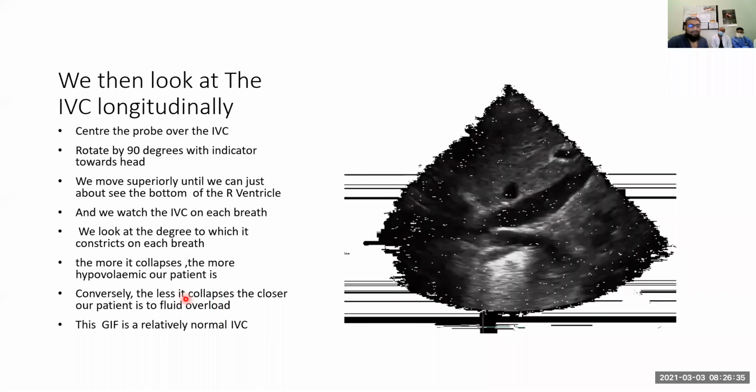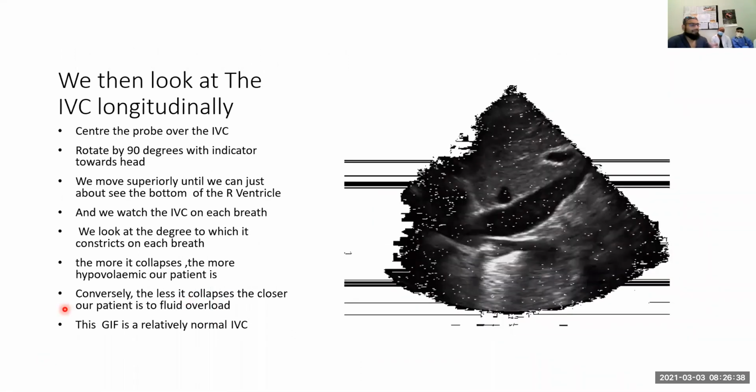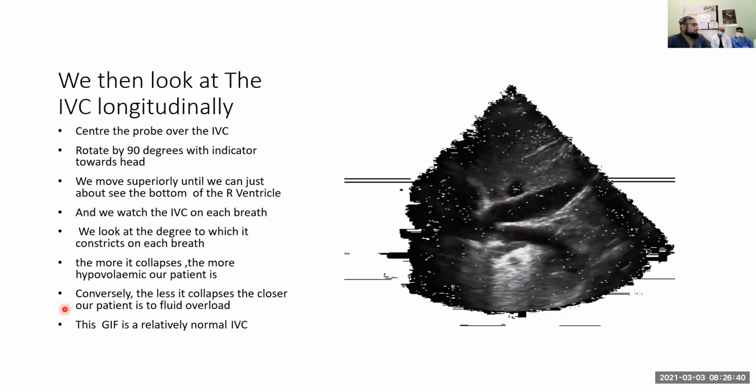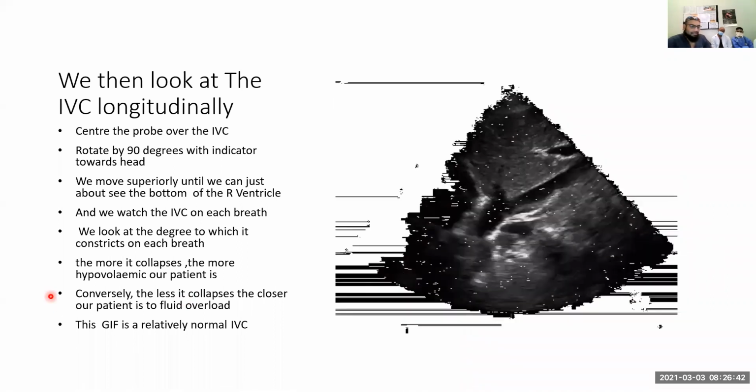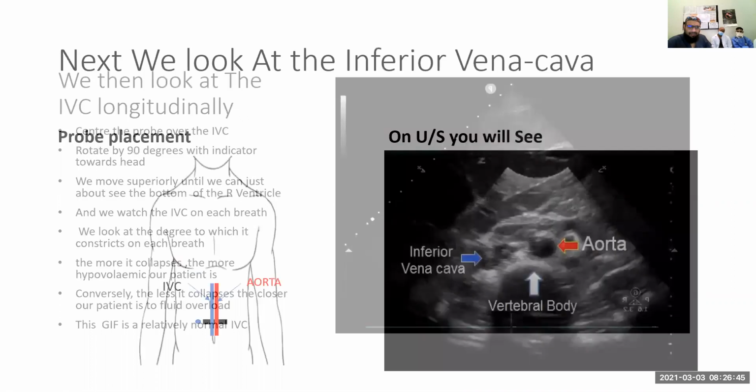So what happens is we put our probe on there. We locate the IVC so we can see where it is. Let me just go back one. I'm sorry, I'm not sure why it's projecting that.